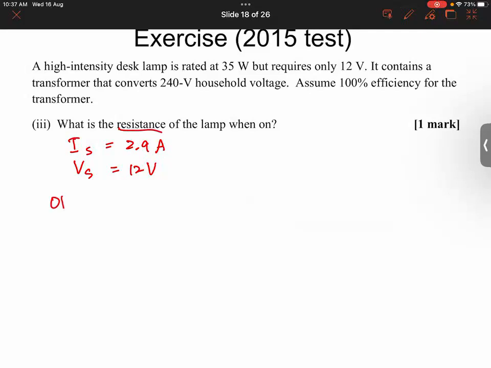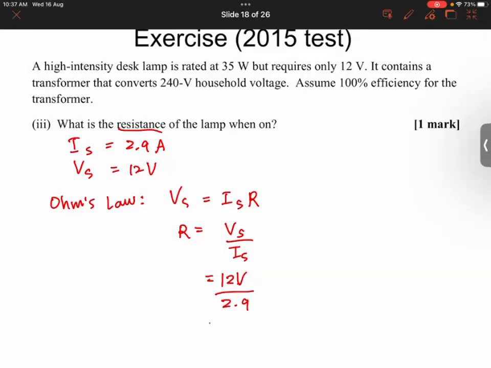Ohm's law gives us the resistance. So resistance will be voltage in the secondary divided by the current in the secondary. Voltage is 12 volts divided by 2.9 gives 4.1 ohms.